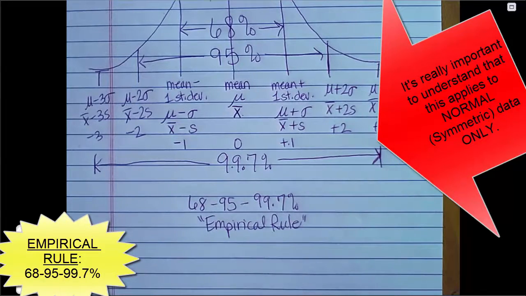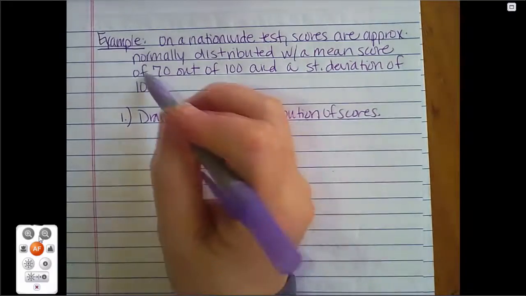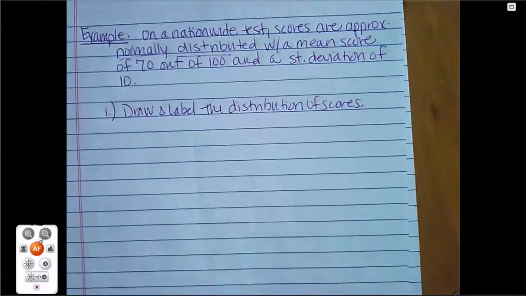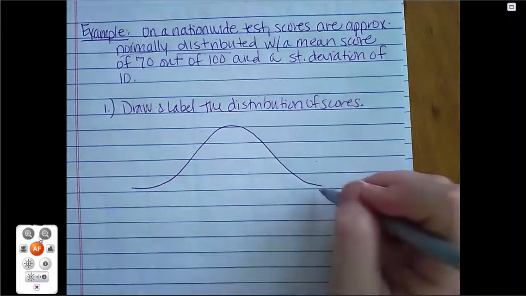Okay, let's do an example of this so you can understand when we might use it. For the remainder of the lesson, we're going to use this one example and talk about different pieces of the normal model. We're going to talk about a nationwide test where scores are approximately normally distributed with a mean score of 70 out of 100 and a standard deviation of 10. The first thing we want to do, anytime we read normal distribution, whether they tell you to or not, is draw and label the distribution of scores. As soon as you read normally distributed, you draw your normal model. You do your best to draw that bell and start labeling it.